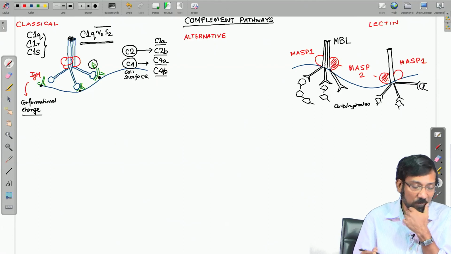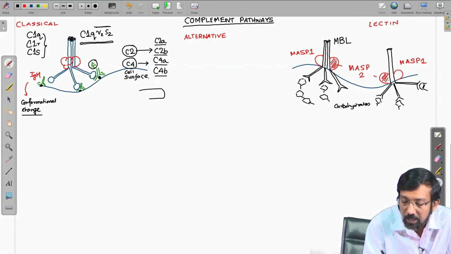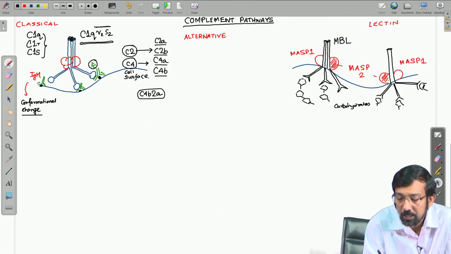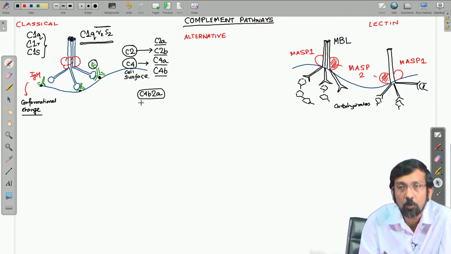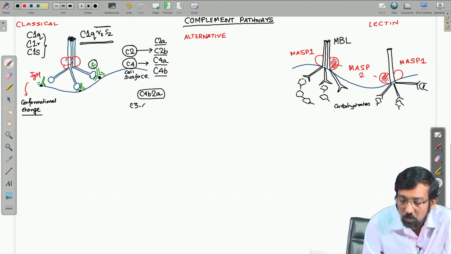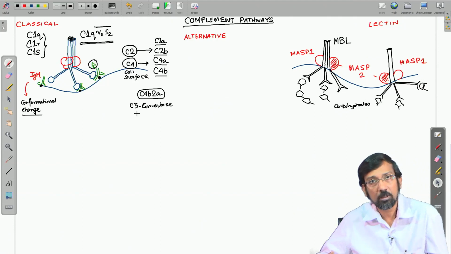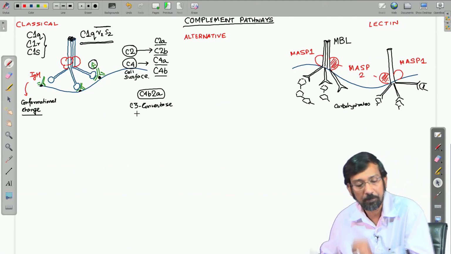Now, these are the cleavage products, C2A, 2B, 4A and 4B. They immediately associate and form another complement protein which is known as C4B2A. Now, this C4B2A is nothing but a C3 convertase, which means it can convert or break down C3 into C3A and C3B.